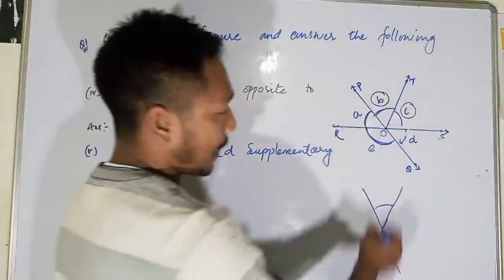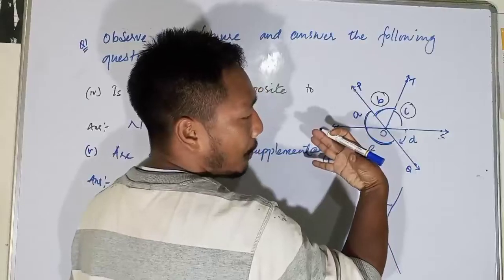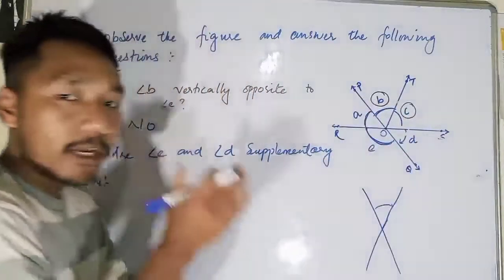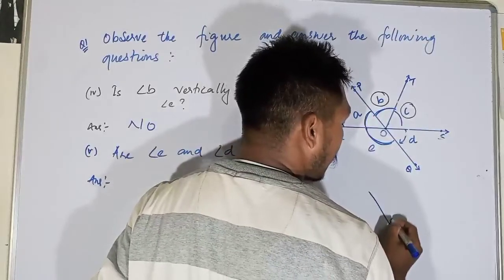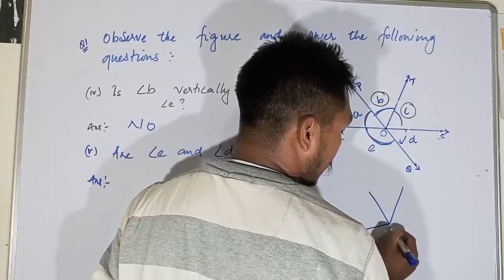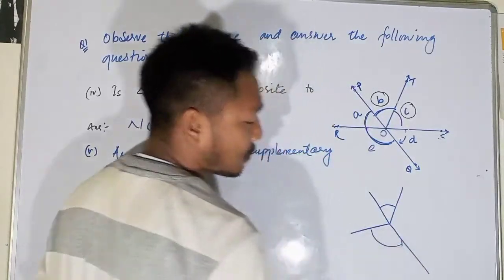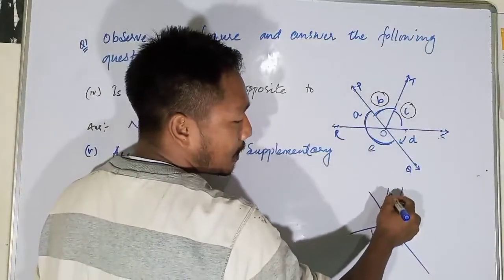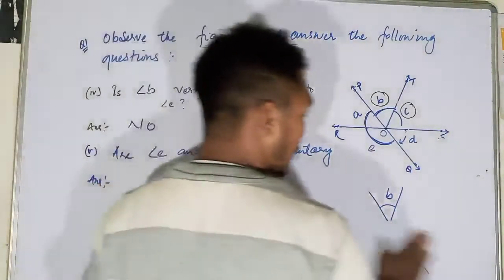Why? You see this angle B is smaller than angle E, right? Angle E's mouth is open, but angle B's mouth is very close. Yes or no? Angle B is something like this, and angle E is something like this. So can you consider that they are vertically opposite angles? No, right? So they are not vertically opposite angles. Okay, next.